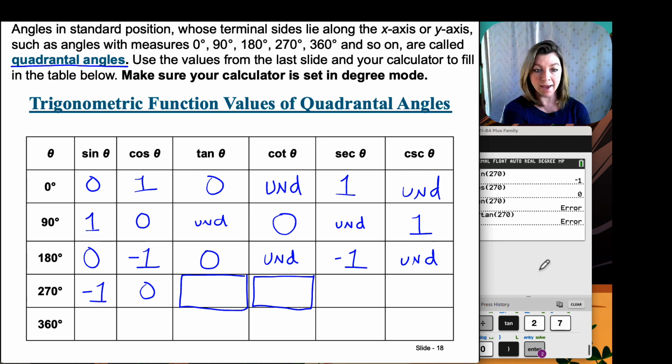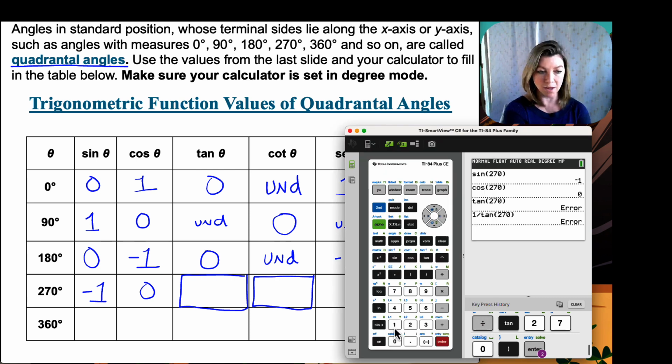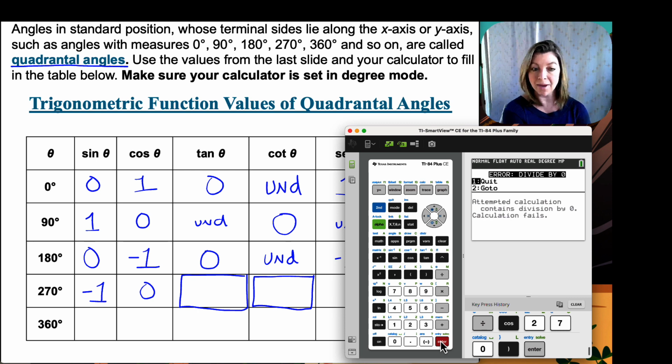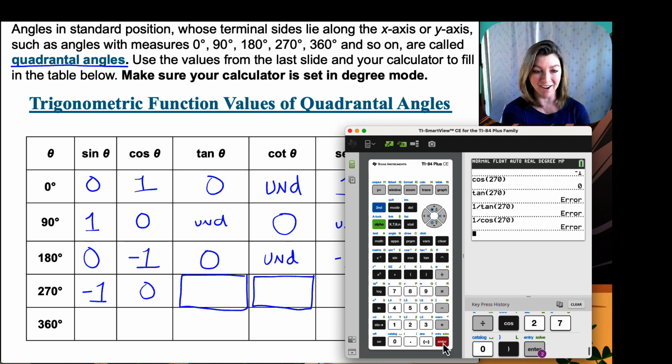All right, secant and cosecant. So that would be 1 divided by cosine of 270, dividing by 0. That one's going to be undefined. We're comfortable with that type of error. And then the last one, 1 divided by sine of 270. So we've got undefined and -1 for our last two.